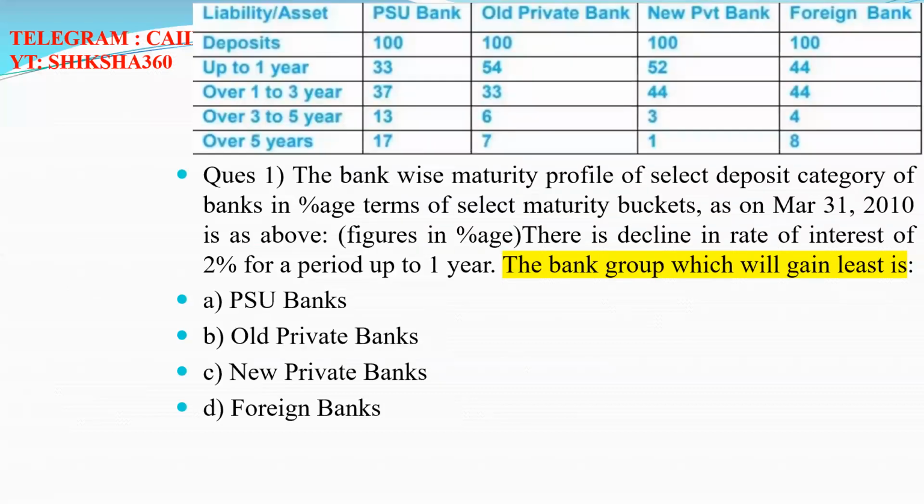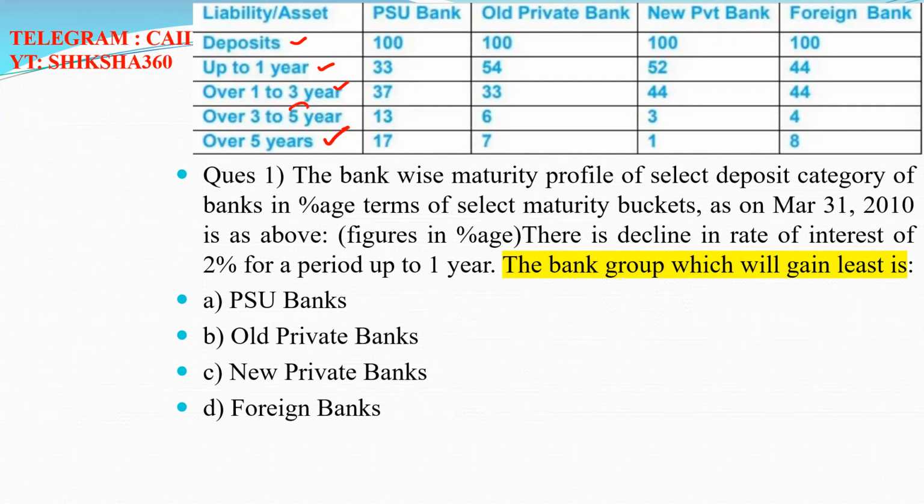First, what they have given is the liability or asset of 4 different banks. First one is the PSU bank, second is the old private bank, third is the new private bank, and fourth is the foreign bank. Here they have given the deposits, or either liability or asset, up to 1 year, over 1 to 3 years, over 3 to 5 years, or over 5 years, depending on the question.